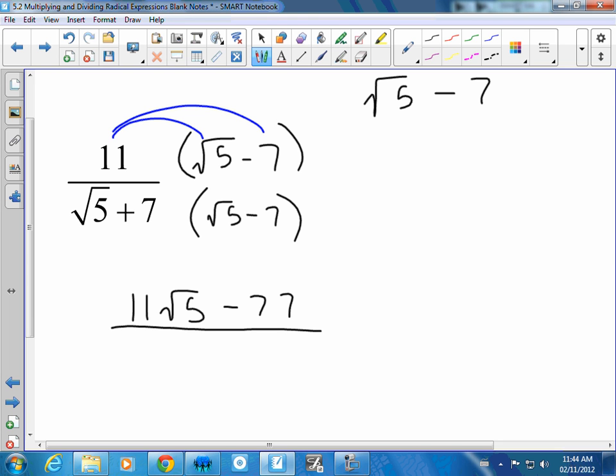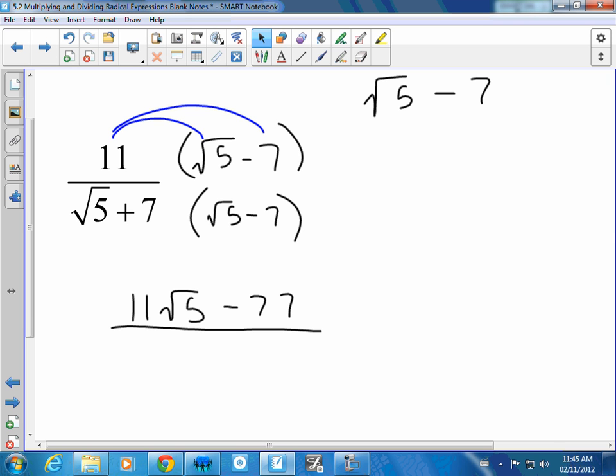Now, the bottom. Because you're multiplying by the conjugate, you're using FOIL, right? First, outside, inside, last. But what happens to the O and the I? What are they going to do? They're going to go away, right? They die, yes, they die. Right, we know right away the O and the I are going to disappear, right?